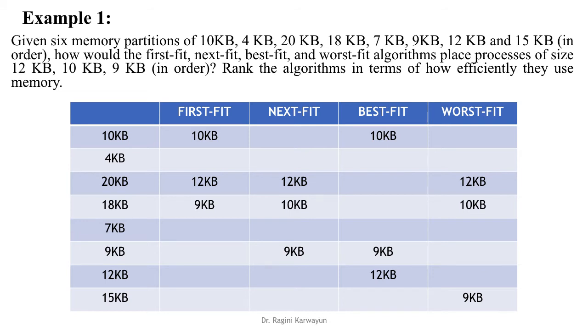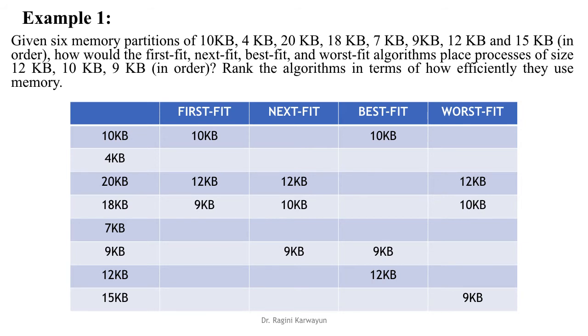Then the next big hole is 18 kb. So it will be allocated to the next requesting process, that is 10 kb, and the next big hole is 15 kb. So 15 kb will be allocated to 9 kb. So in the worst fit algorithm, you just sort the holes in decreasing order and then start allocating the processes: the biggest hole to the first process, the second biggest to the second process, and so on. So these are different allocation policies that are used in contiguous allocation schemes.